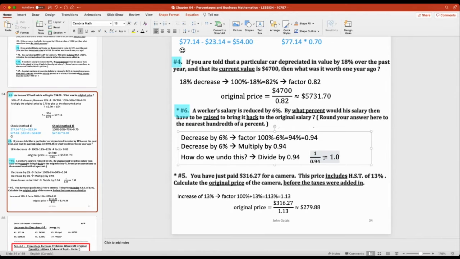1.06... I chose 1 because 1 represents a whole value. You could do any number here: 0.94 times x, and then x divided by 0.94, if you like. So what is 1 divided by that? You have that in the chat. Near 100%. So we have 1.0638.